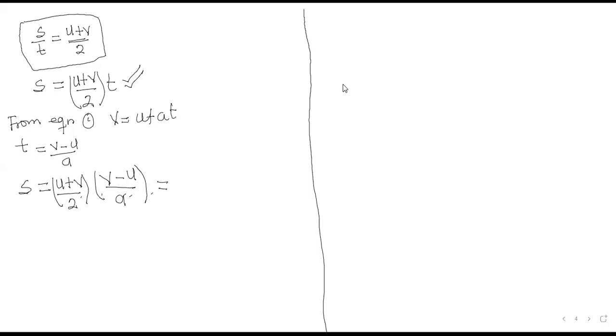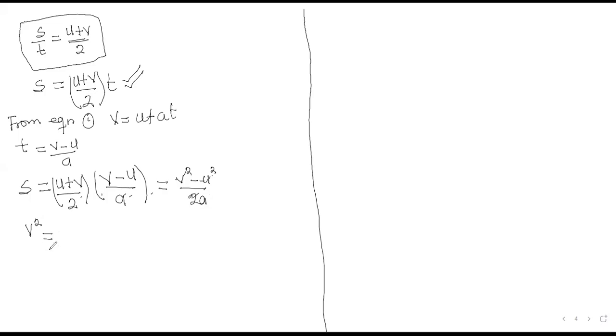The simplification: S is equal to V squared minus U squared all over 2A. Thank you. Difference of two squares. So V squared minus U squared all on 2A. I want you to help me make V squared the subject.